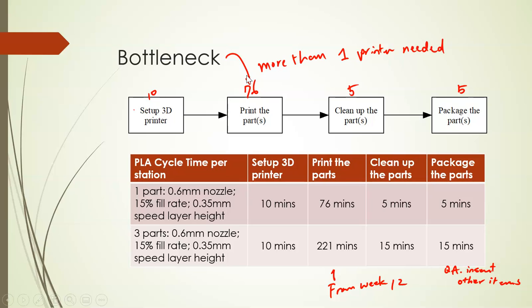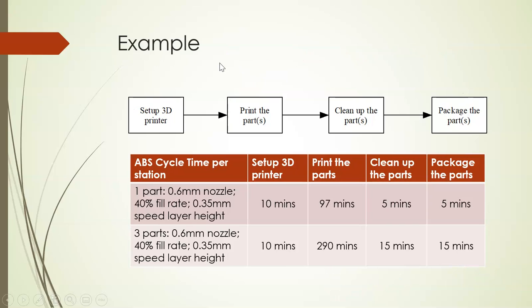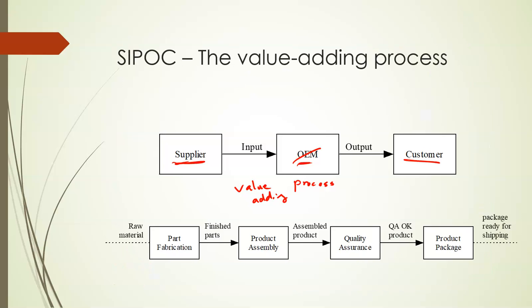Another scenario is the same, but now we're using ABS. As you can see, that takes even longer because of the fill rate. How do we deal with that? I'd like to stop here and switch to a different video, but hopefully you will bear this in mind.